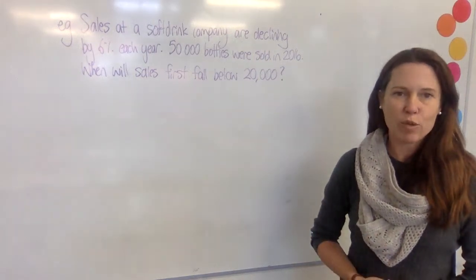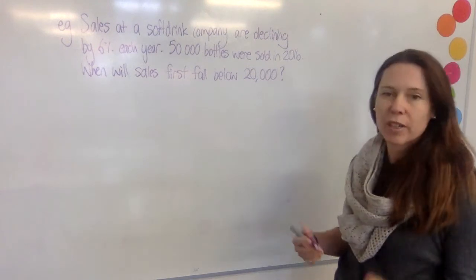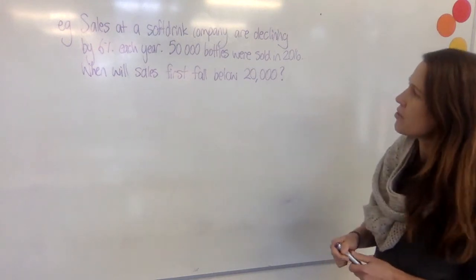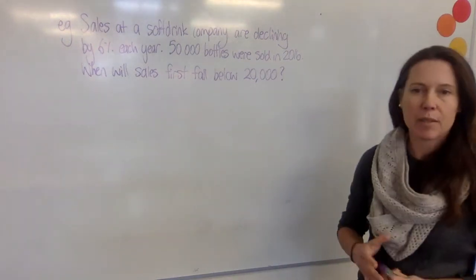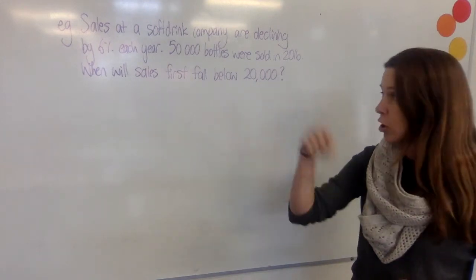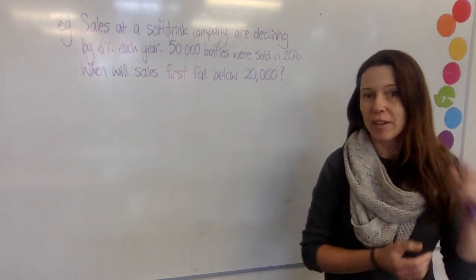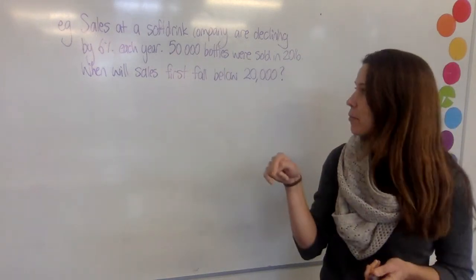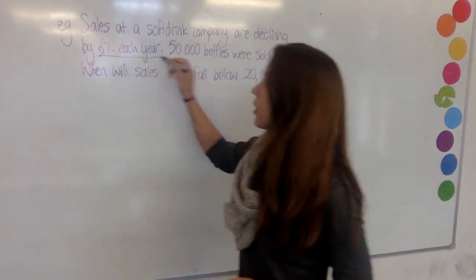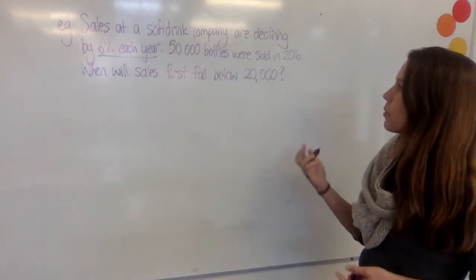Now here we have an example where we need to use logs to solve a problem with a GP, or a geometric series. Sales of a soft drink company are declining by 6% each year. Now straight away, as soon as I think of 6% loss each year, I realise that what I'm going to have each year is going to be 94% of what I had the year before. So that's important. We're going down by 6%, we're keeping 94% of what we had.